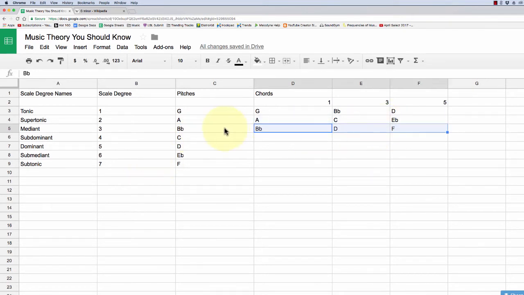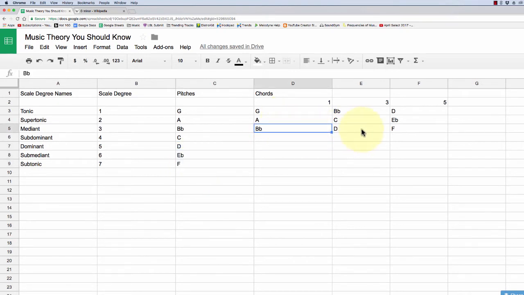It's just stacked thirds. So when we have this B flat here, we're going to get the third, which is the B flat to the D. Okay, that's an interval of a third. And then again, we're just going to stack another third on top of that. So we're going to go from D to F. And that's an interval of a third.